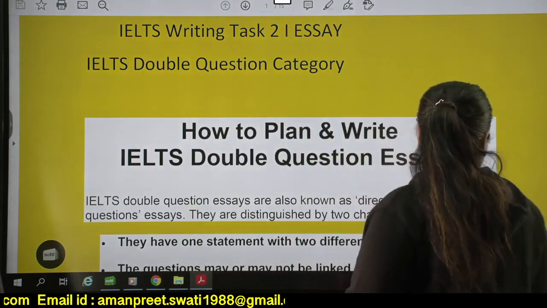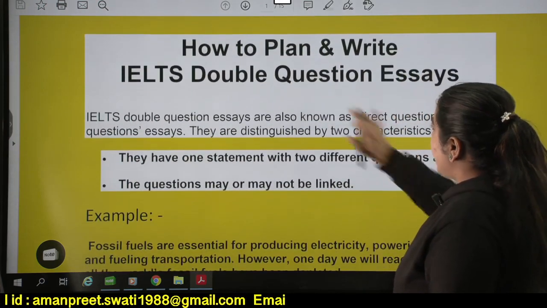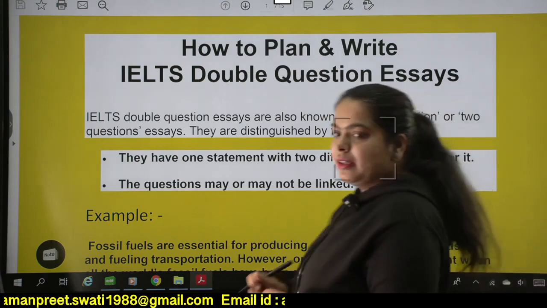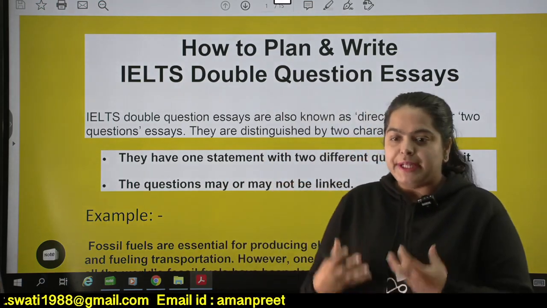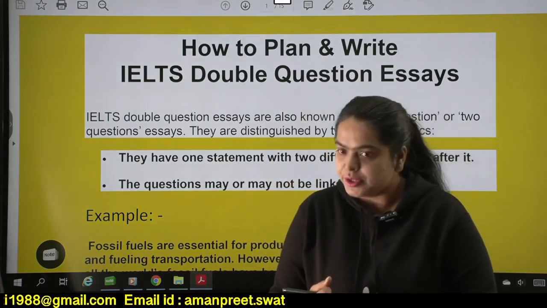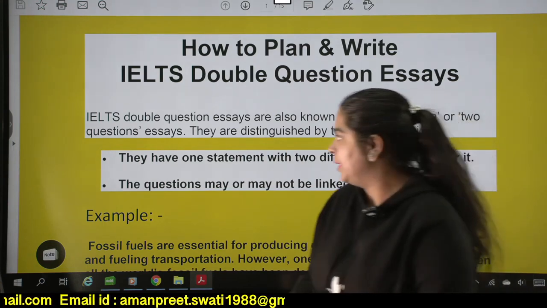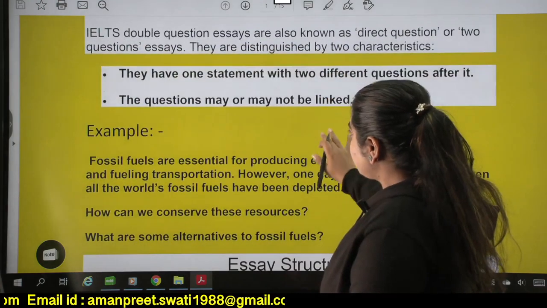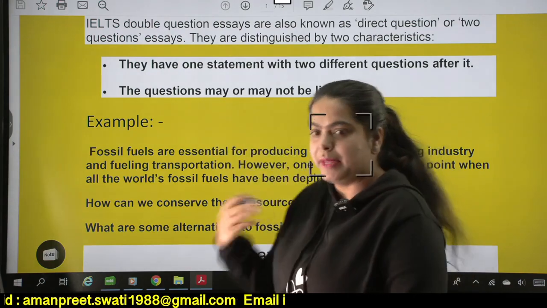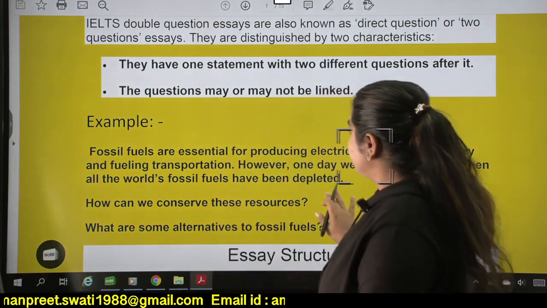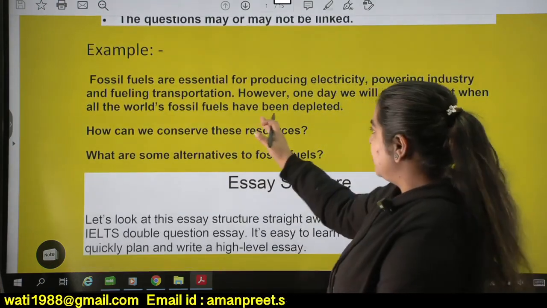So let's start a discussion in context of it. First of all, how to plan and write an IELTS double question essay. But for this particular purpose, you should first have a fair amount of idea as to what a double question is. Basically, there will be one statement and two questions associated with it. Let's try to identify this. As I told you, one statement but with two questions, and the questions may or may not be interlinked.